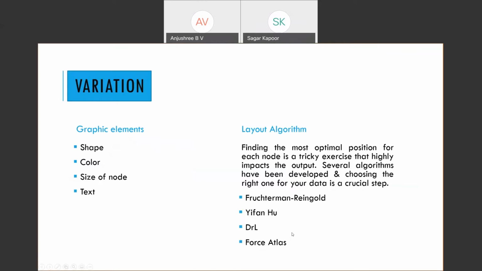The other part is the variations that you can give to customize your network graph with all the elements on your marks card: shape, color, size, text. The other section that really impacts how your network graph looks is your layout algorithm, and there are quite many. This is the tricky part, finding the exact position for your nodes, how it looks, and how you want to position each and every cluster.